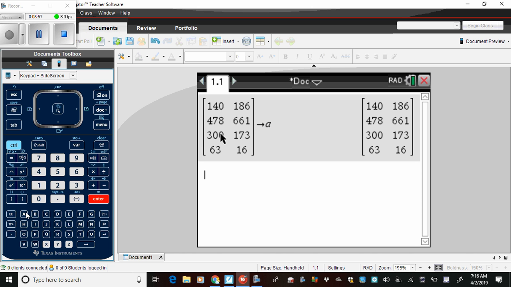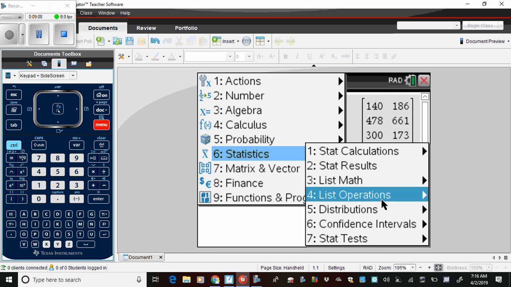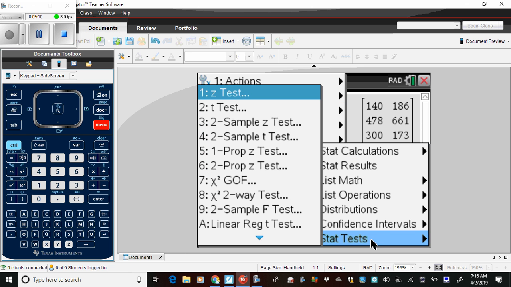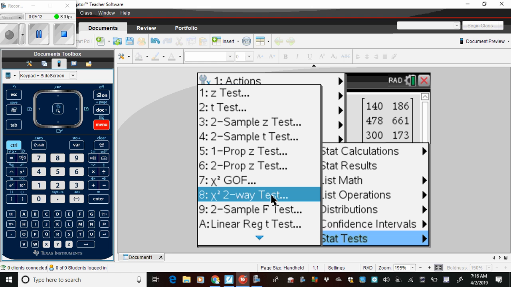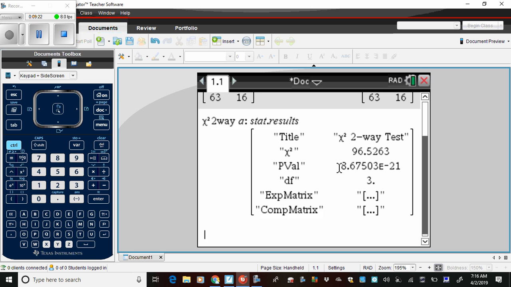Now I'm going to run the test. So you don't have to put the expected counts in, you just have to put the observed. If I hit Menu, Statistics, so 6, Stat Test 7, there's another chi-square test. It's a 2-way test. So I know it doesn't say homogeneity, but this is the one you pick. And it's going to ask you for your observed matrix, which is A. I'm going to click OK. And look, there's my chi-squared statistic, and there's my p-value.